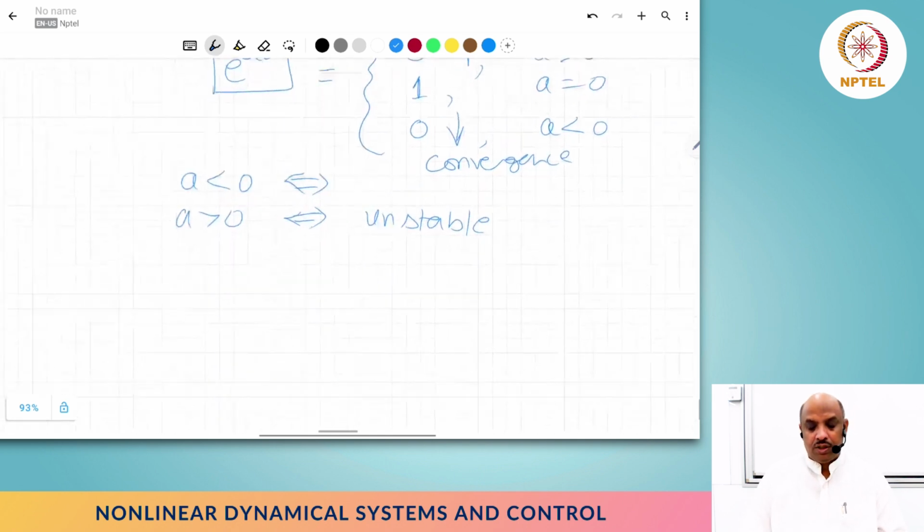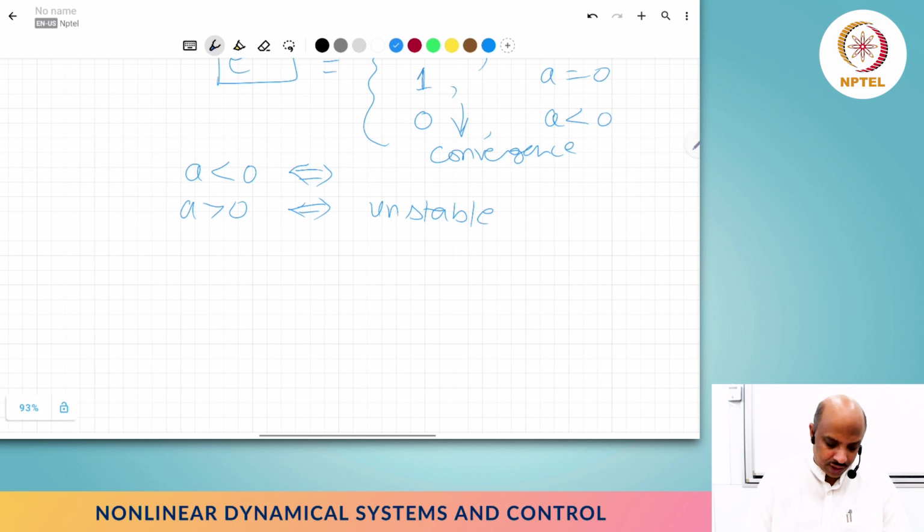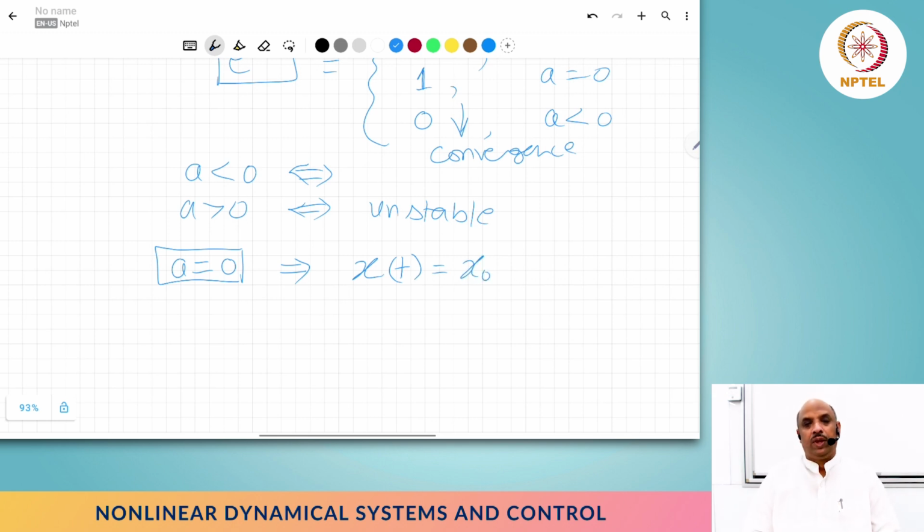So what about the only remaining case, which is a equals 0? That simply says if a is equal to 0, then wherever we start we remain there. Now is this Lyapunov stable? Well, let's look at it. Let's say this is the origin. If I start very close, I'm going to remain there. So that means the bounded condition of Lyapunov stability is satisfied, right? So a equals 0 certainly implies Lyapunov stability.